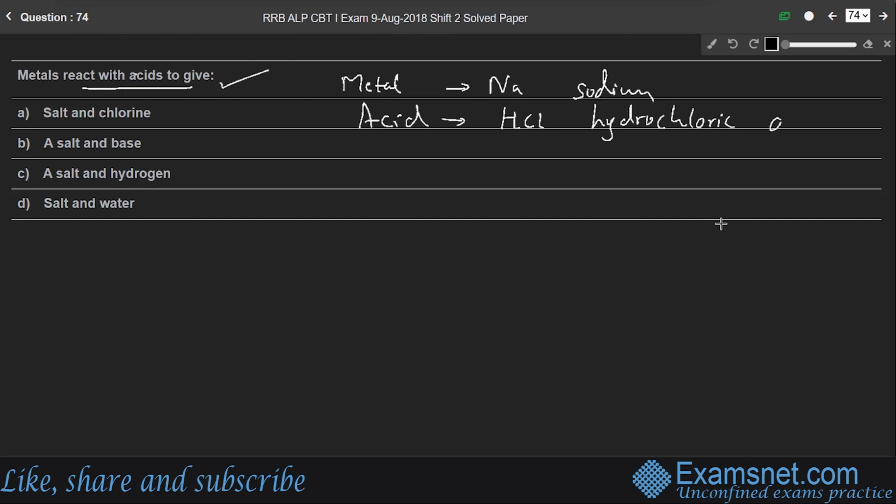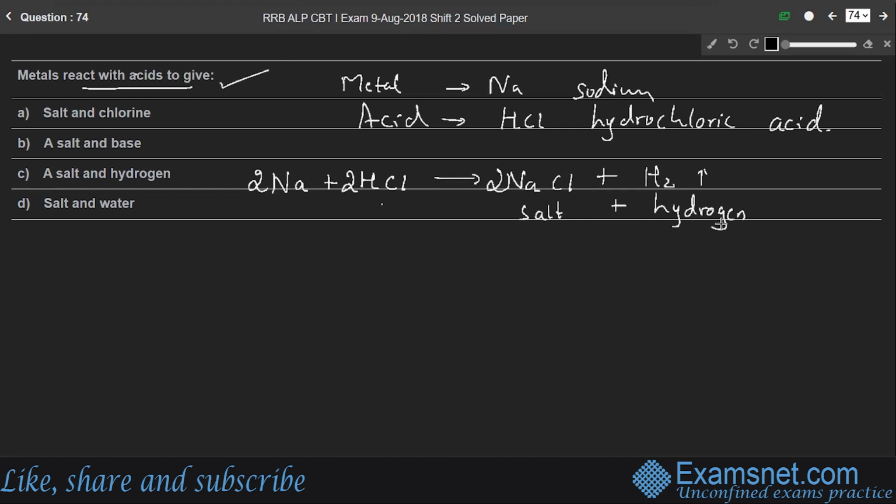When metals react with acid, Na plus HCl gives NaCl, a salt. NaCl is a salt, sodium chloride, plus a gas, hydrogen gas. Balance the equation: 2Na plus 2HCl gives you 2NaCl plus hydrogen gas. Therefore, when metals react with acids, they give salt and hydrogen.